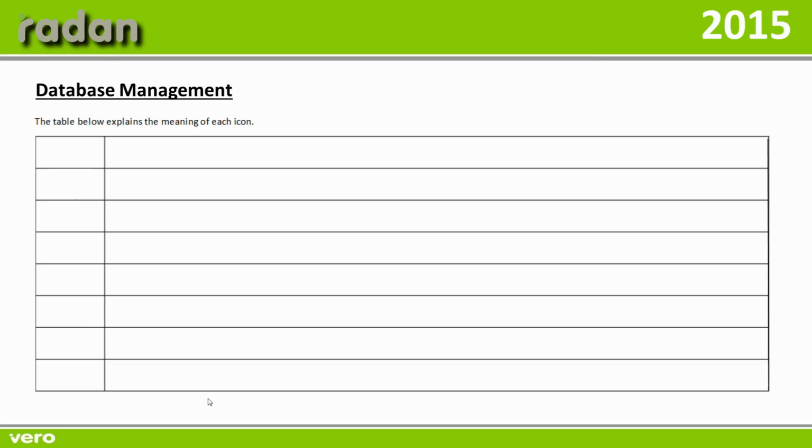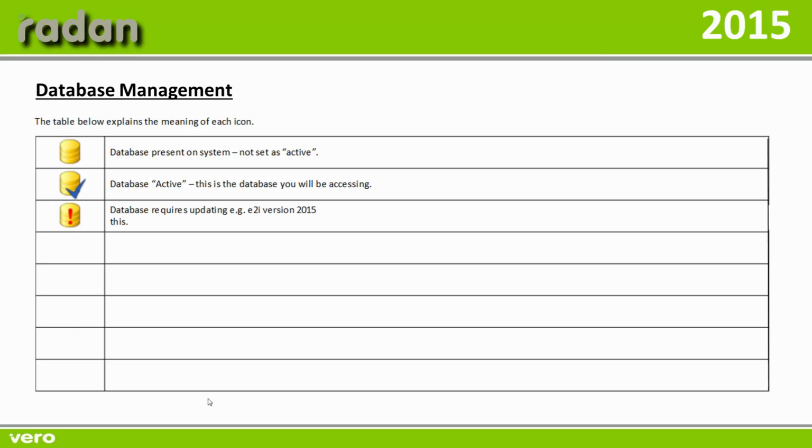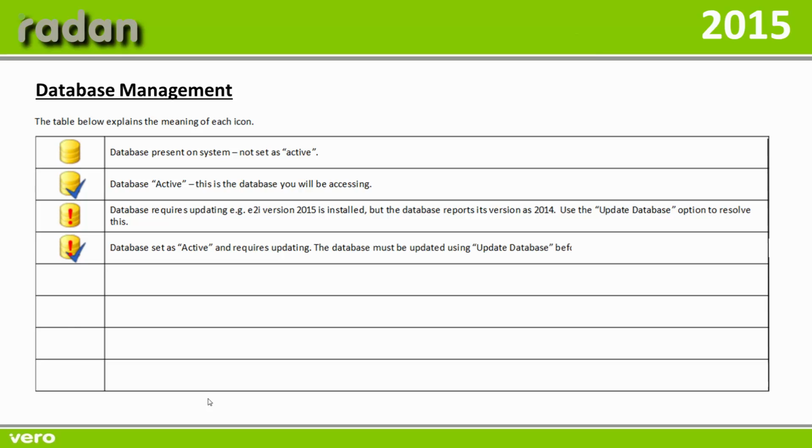So let me explain the rest of the icons. A yellow icon indicates that the database is up to date and is on your system but is not currently active. The blue tick against the yellow icon says that this is the active database and it is up to date. A yellow icon with an exclamation says that the database is on your system but is of the wrong version, so needs updating to the current version of software. Yellow database with exclamation and tick says this is your active database, it's up to date, but it's the wrong version, so again you need to update the version.